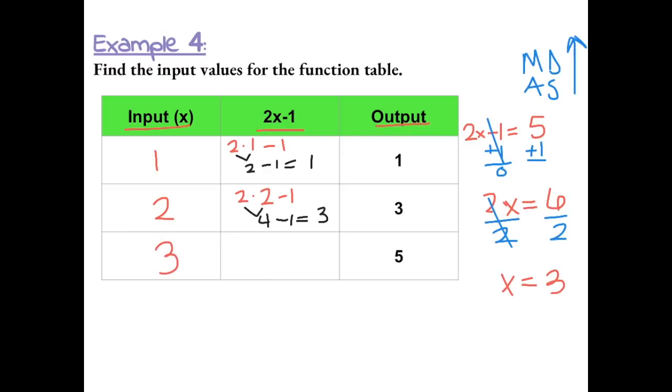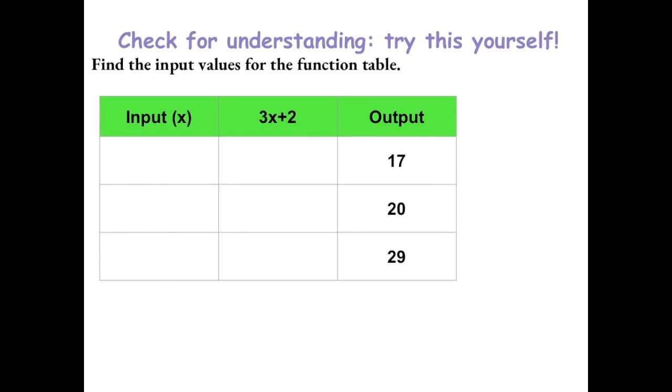Let's plug it into our function rule. 2 times 3 minus 1. 2 times 3 gives us 6. 6 minus 1 gives us 5, which is the correct output. So we can use inverse operations to find our inputs when given the output and the function rule. On your own, complete the function table given the output and the function rule to check for understanding.